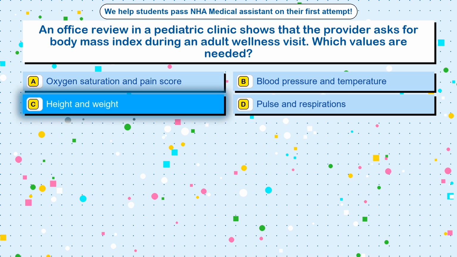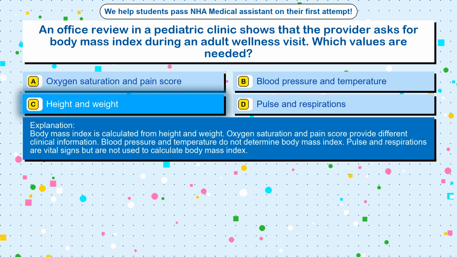The correct answer is option C. Height and weight. Body mass index is calculated from height and weight. Oxygen saturation and pain score provide different clinical information. Blood pressure and temperature do not determine body mass index. Pulse and respirations are vital signs but are not used to calculate body mass index.